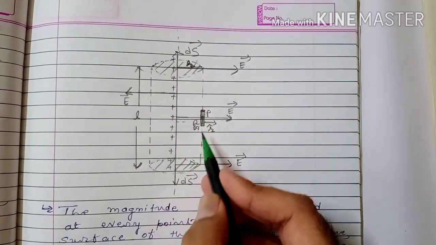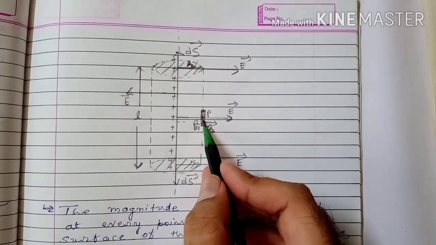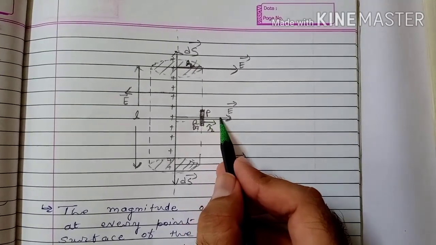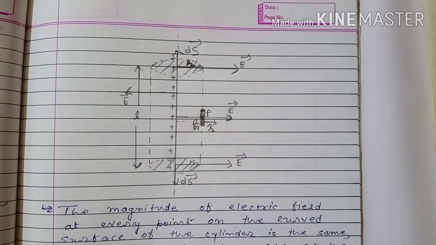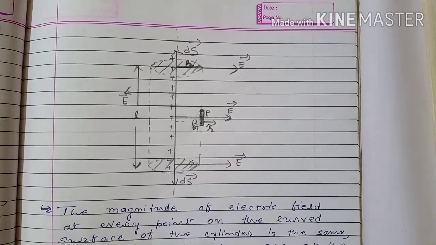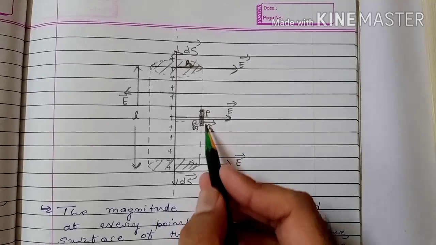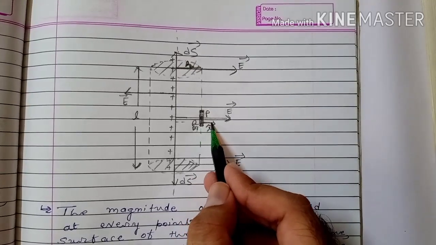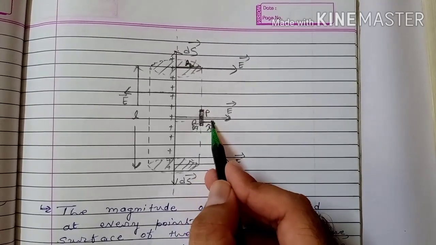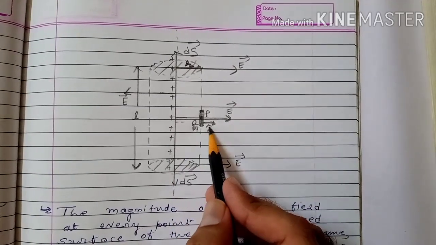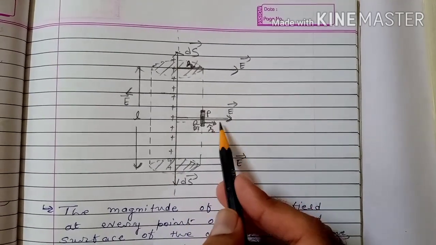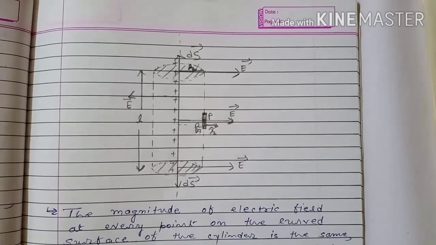So here I am considering a small area element, and the electric field is away from the charge. Whenever we consider a closed surface, the direction of the area vector is normally outward, perpendicular to the surface. So the area vector is in the r cap direction. It means the electric field and area vector are both in the same direction.